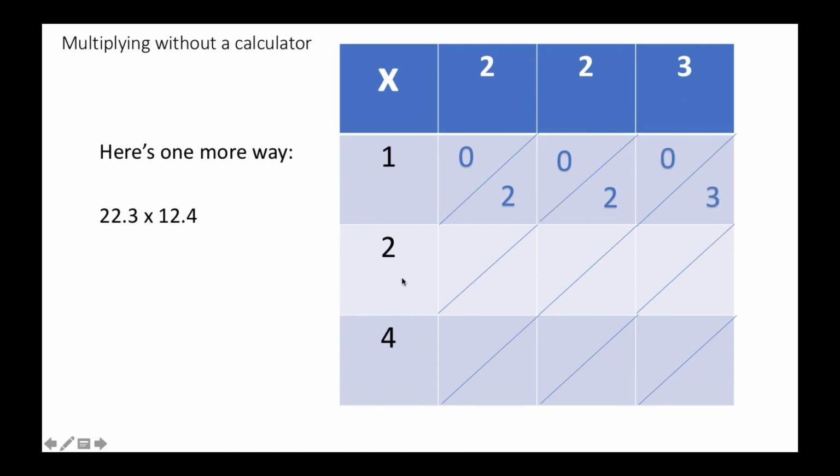Okay, so 2 times 2 is 4. 2 times 2 is 4. 2 times 3 is 6. And the last one I've got 4 times 2 is 8. 4 times 2 is also 8. And then 4 times 3.